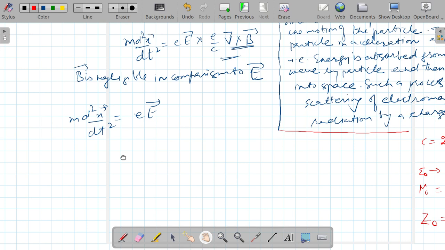So now let us try to solve this differential equation. Since this incoming wave is a plane wave, it can be represented as E equal to E naught exponential minus iota (kz minus omega t), if the incoming wave is propagating along the z-axis, right?